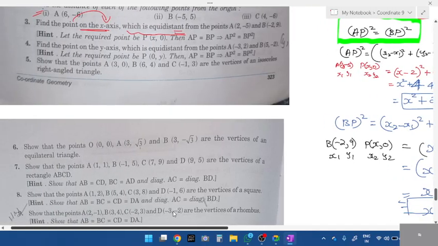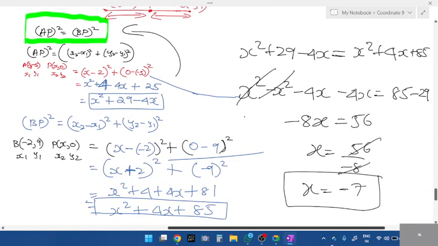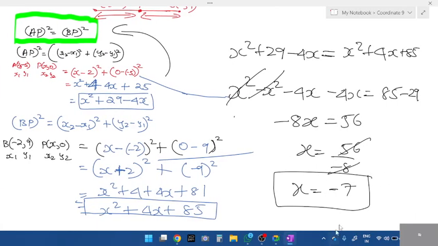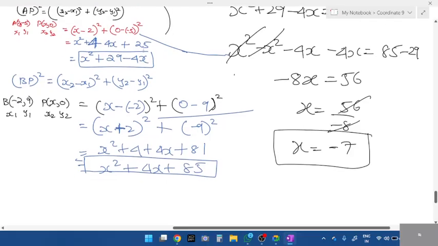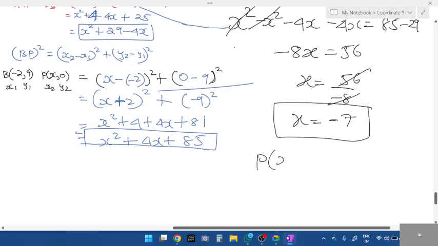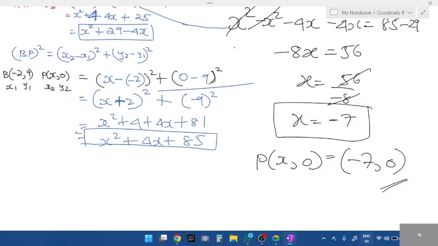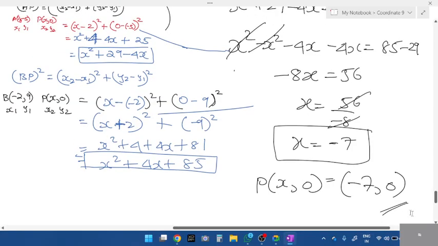What have they asked us to find? Find the value of point P, right? What was point P, students? What was point P we had taken? x comma 0. Look here. P was x comma 0. What is the x value we got? This is the answer. Can you check the answer in the textbook? Minus 7 comma 0 is the answer.